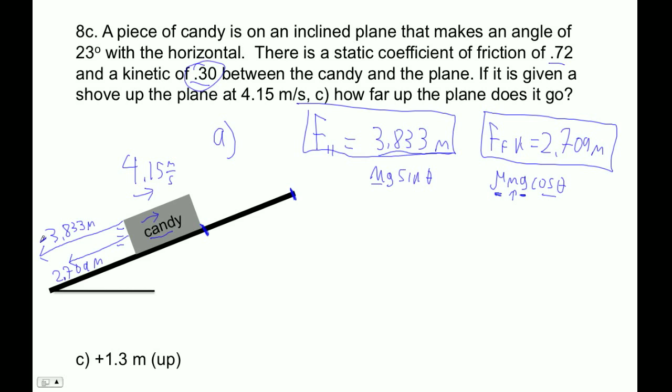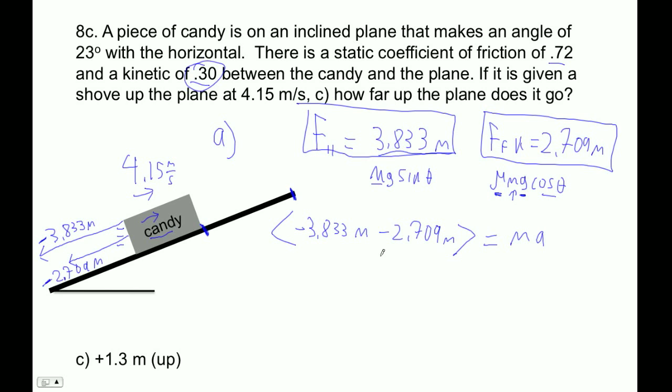So these guys are negative and negative, and now we can figure out the deceleration of the box. Okay, so negative 3.833 m minus 2.709 m. Everything's against it. As you slide up the plane, friction's against you, gravity's against you. Makes sense. And then that equals m times a, so we'll figure out what a is. It'll be obviously negative the sum of those two.